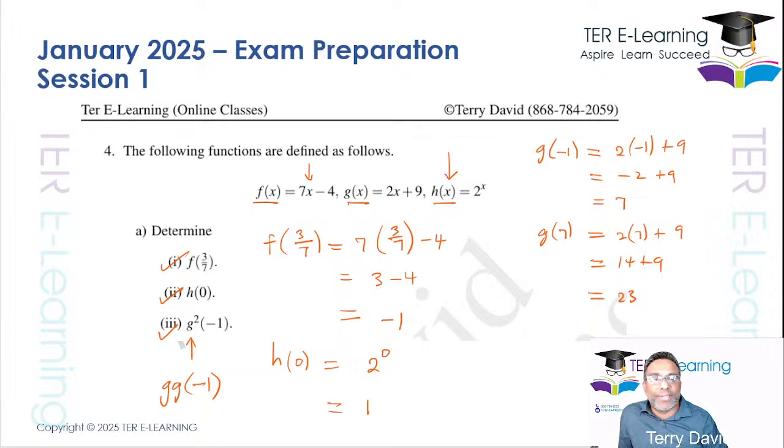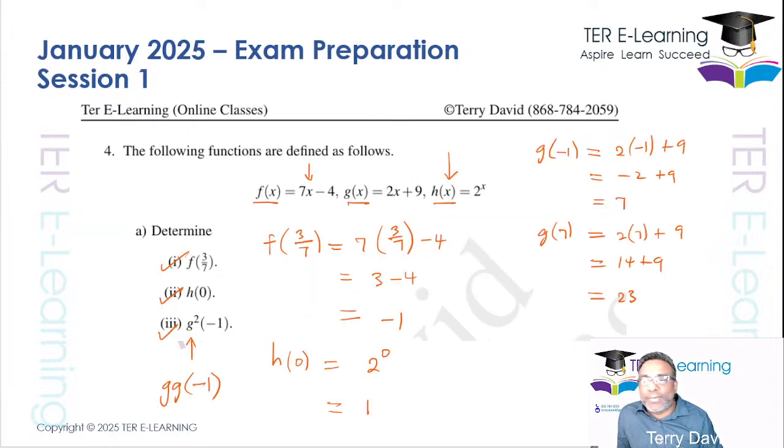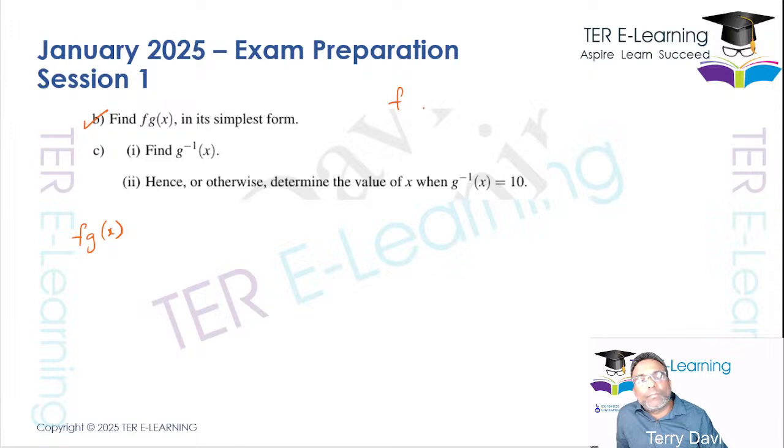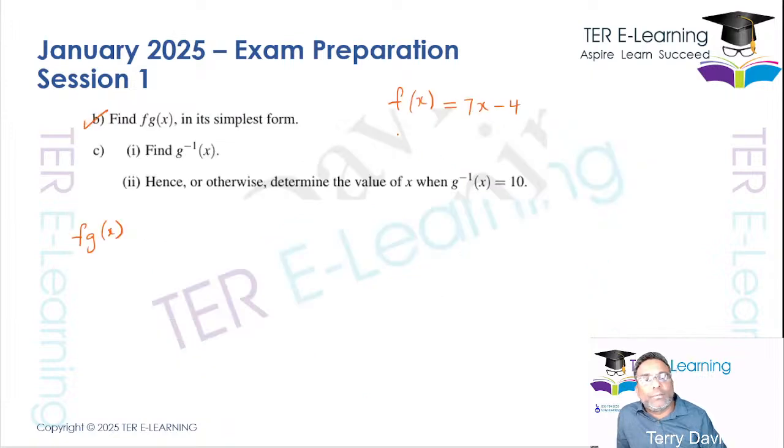Let's see what else we have here to work out. We want to work out fg of x in its simplest form. So this is a composite function again, so you want to work out fg of x. Let me just write down what f was and what g was. So f of x is 7x minus 4, and g of x is 2x plus 9.